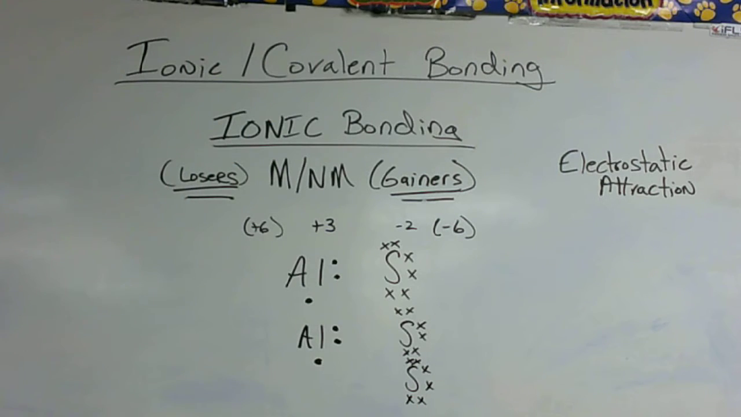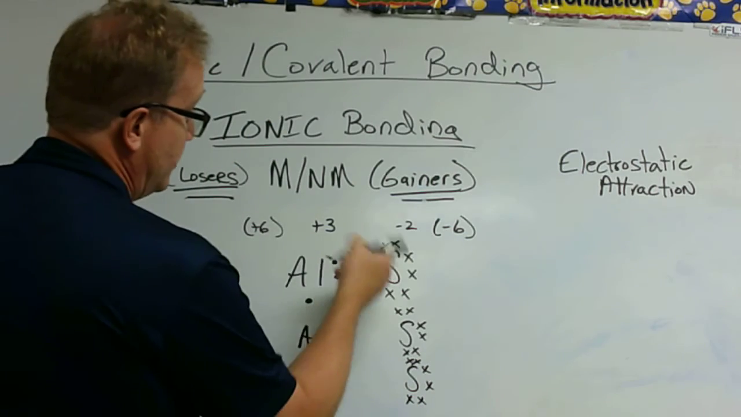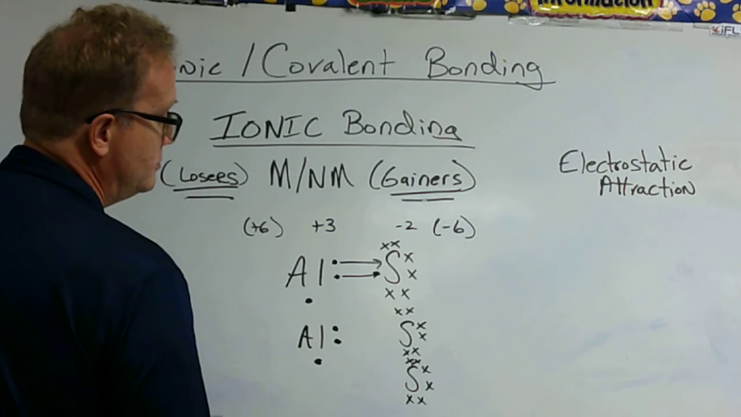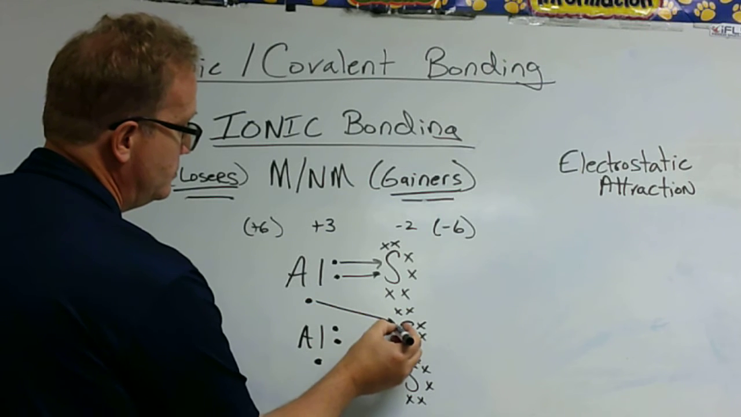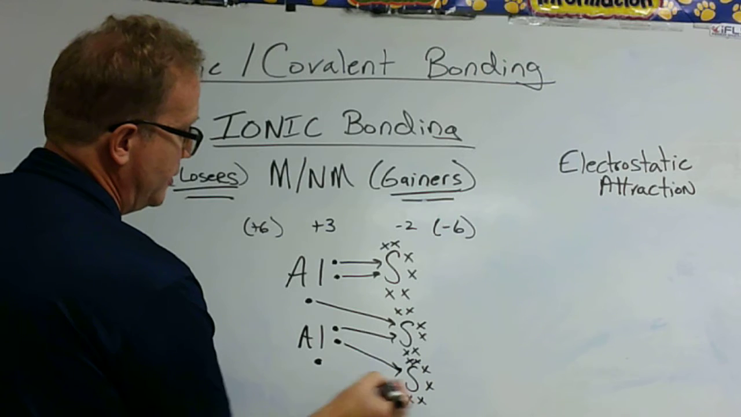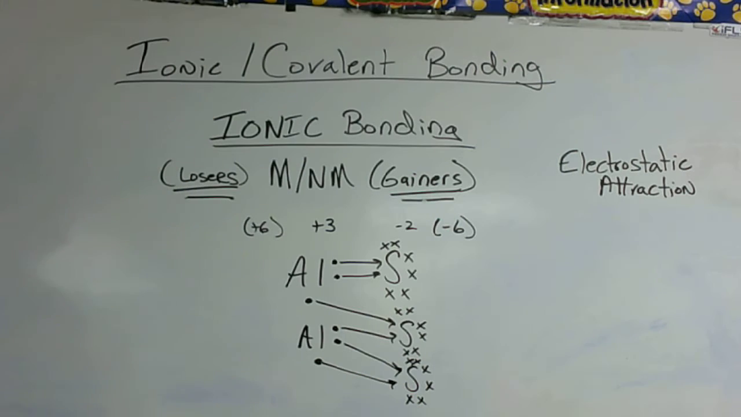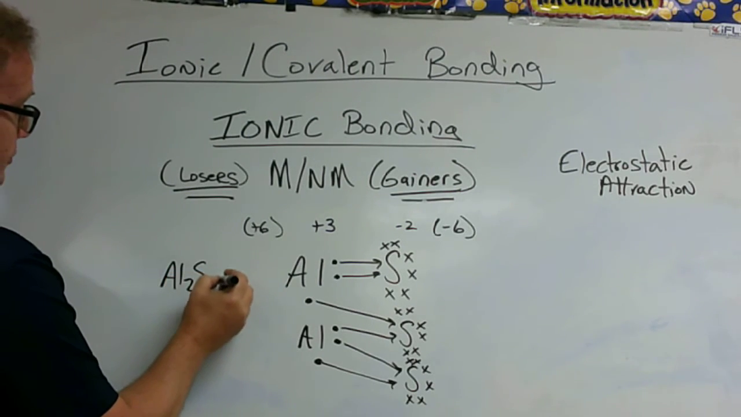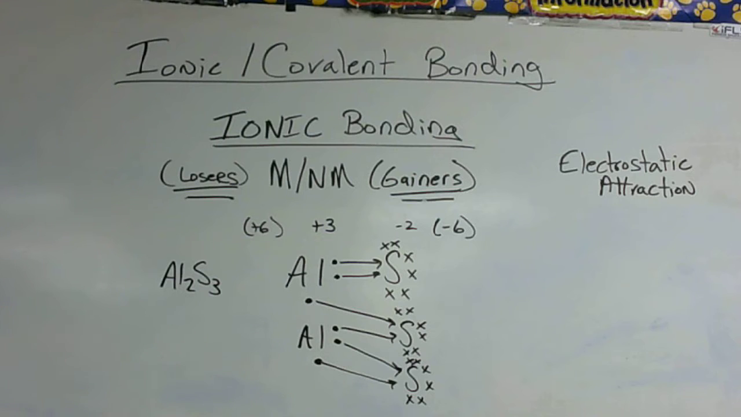So it kind of looks like this. This one needs to gain 2 on each one. There's my 2. This one has to gain 2. There's 1. There's 2. There's 1. There's 2. What would my formula be? Al2S3. Again, we have to make it neutral. That is how ionic bonding works.